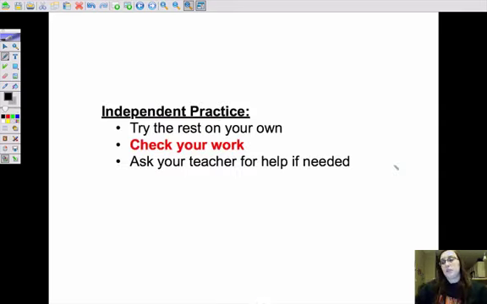Your next step is to try the independent practice. I believe there are 3 graphs on the back. You can try those on your own, check your work, and ask your teacher for help if you need it. The check your work step is the most important part. Make sure you don't skip that. It's important that you make sure you practice correctly, and you won't know if you're correct unless you go up to the board and check your work.